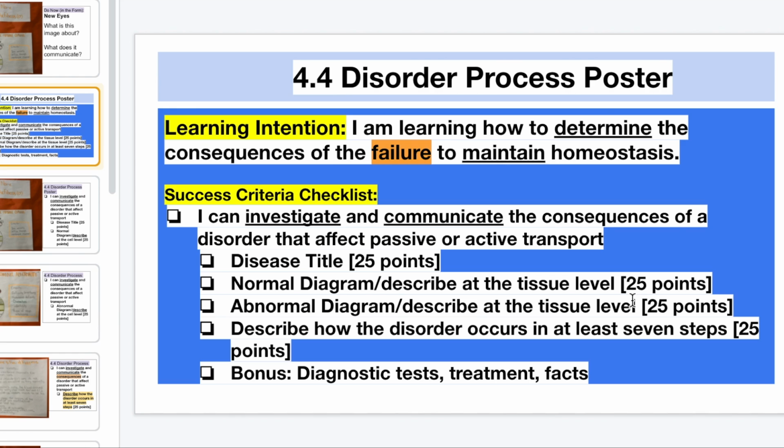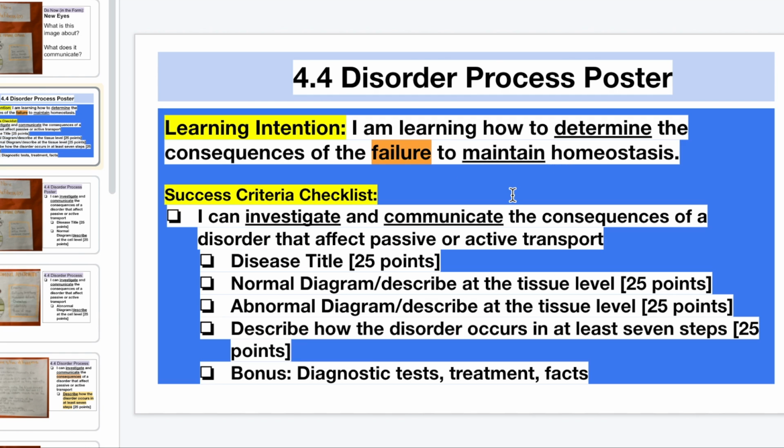This is our learning intention for the 4.4 disorder process poster. I am learning how to determine the consequences of the failure to maintain homeostasis. And you would have heard me, if you were present in class, tell a story about one of my failures. But this is a failure to maintain homeostasis, a failure to keep your body alive or normal in some way.